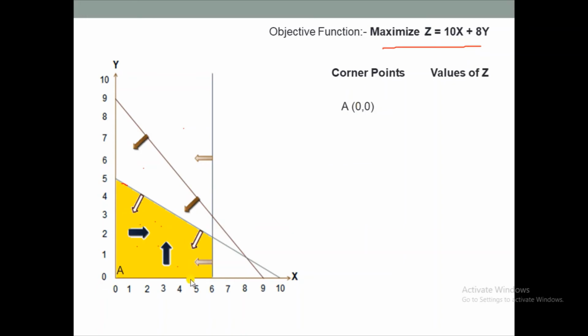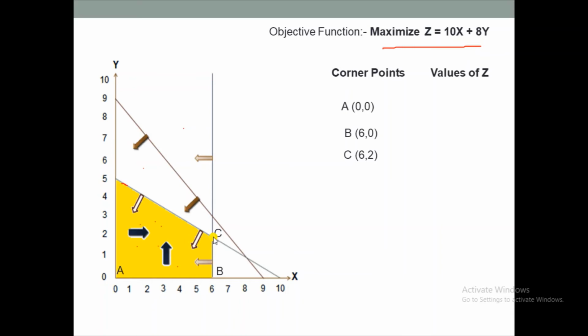Here is the second point, B. You can easily observe that here x equal to 6 and y equal to 0. So coordinates for B will be 6, 0. The next point is here at the crossing of the second line and the first line. So for point C, the coordinates are obviously x equal to 6, which is clear here, and y equal to 2. Once you plot this graph on graph paper, you will easily get the coordinates. So we get the coordinates for point C as 6, 2.